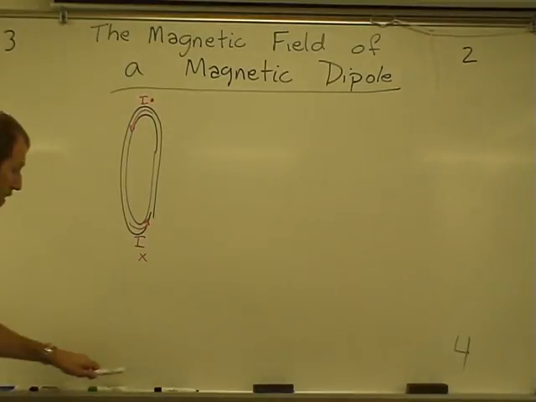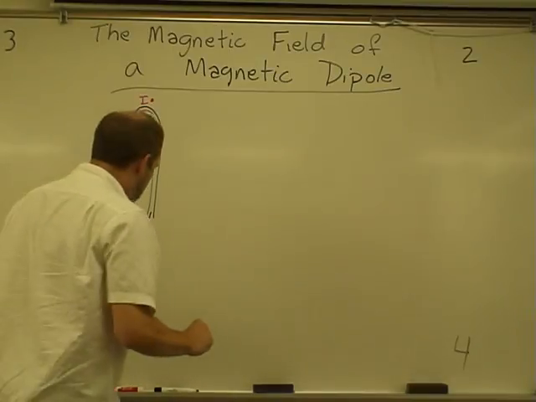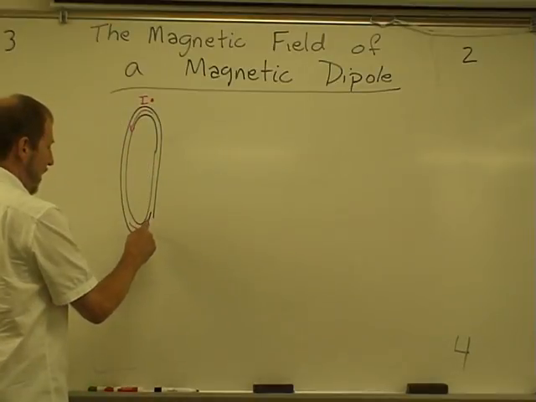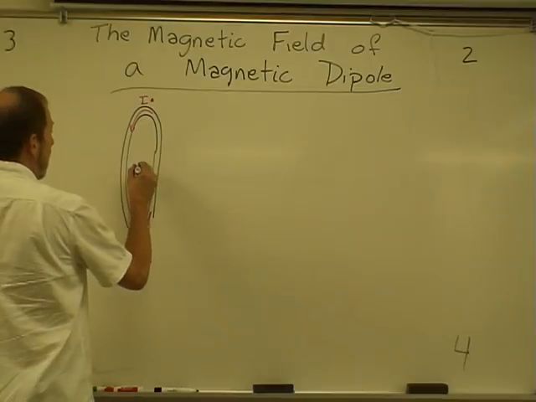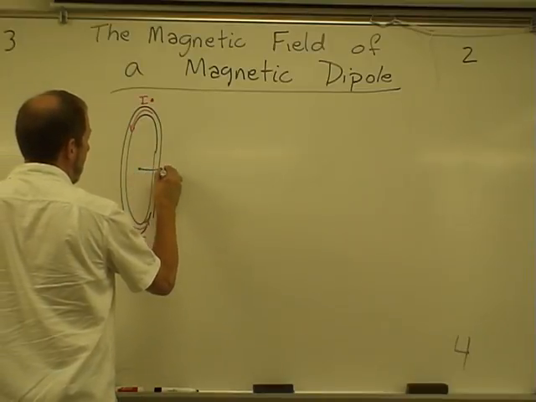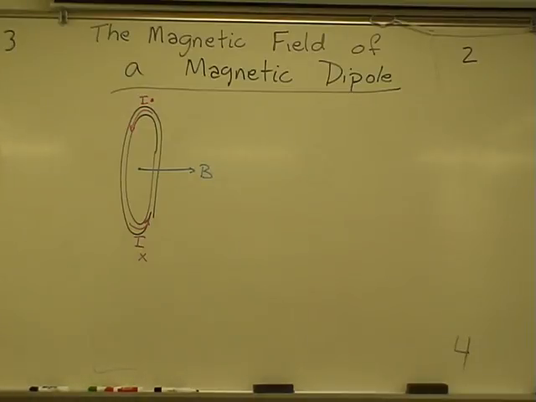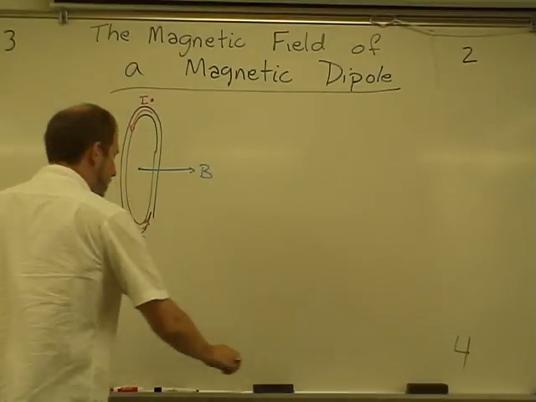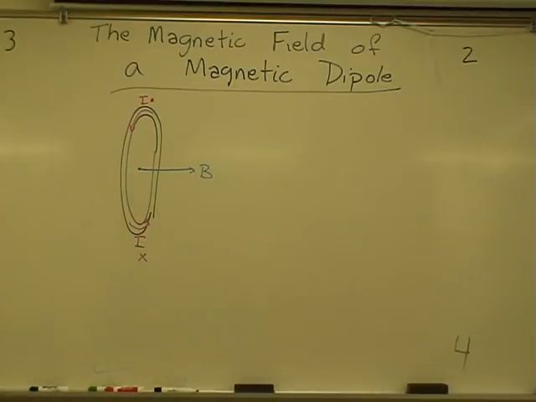Now, if I have this arrangement, then what's going to happen is I'm going to get a magnetic field. Well, the magnetic field at the center. The magnetic field at the center is going to be outward.